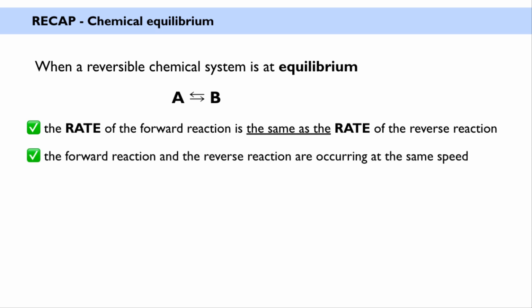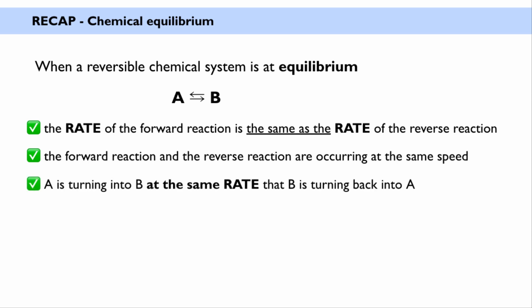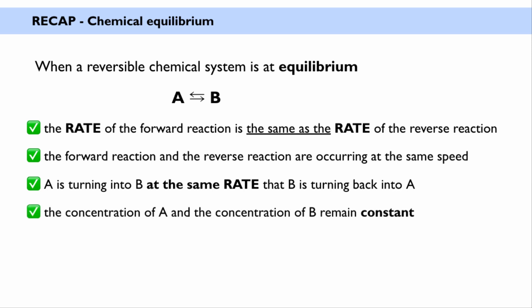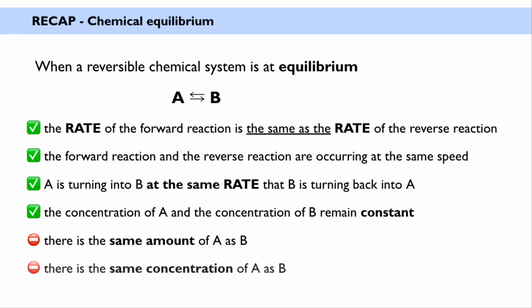The forward reaction and the reverse reaction are occurring at the same speed when a system is at equilibrium. In other words, A is becoming B, reactants are becoming products at the same rate that B is turning back into A, that products are turning back into reactants. And the concentration of A and the concentration of B remain constant. This does not mean that there is necessarily the same amount of A as there is of B. There's not necessarily the same concentration or the same amount of reactants as products at equilibrium, just that the rate of the two reactions are the same, and the concentrations of both reactants and products are constant or unchanging overall.